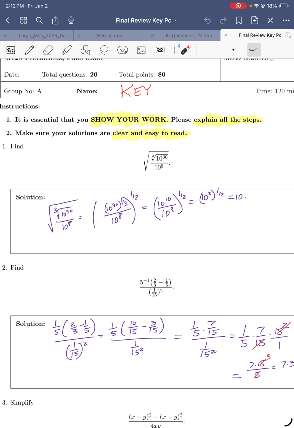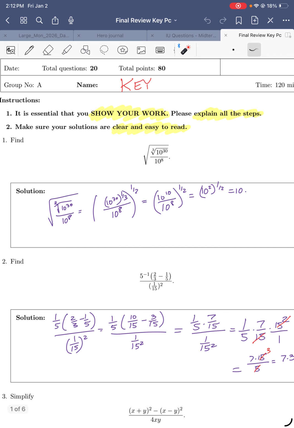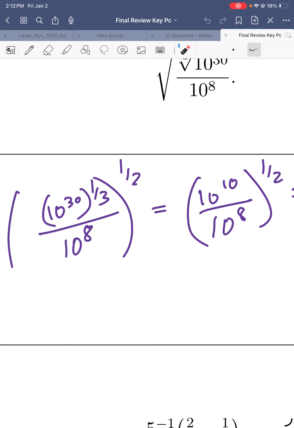They're trying to see if you know your exponent rules. So a square root is equal to stuff to the 1/2. A cube root is equal to stuff to the 1/3. If you raise to a power and then raise again, you multiply the exponents. So 30 times 1/3 is just 10.